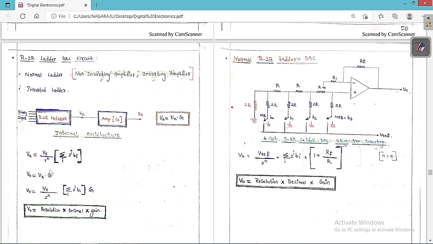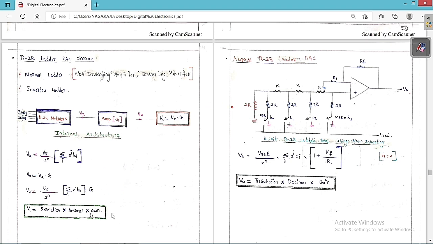Then what is the value of V0? V0 is equal to Vx into G. So substitute the expression in the place of Vx, and we finally get V0 is equal to reference voltage by 2 to the power of n into decimal equivalent of the binary input into gain. So VR by 2 to the power of n, I have already told you, is called the resolution of the R2R ladder type DAC. And this is the decimal equivalent of the binary input, and this is the gain of the amplifier. Therefore, the output voltage of the R2R ladder type DAC is equal to resolution into decimal equivalent of the binary input into gain of the amplifier. So this is the overall output voltage that we are going to get for this R2R ladder type DAC circuit.